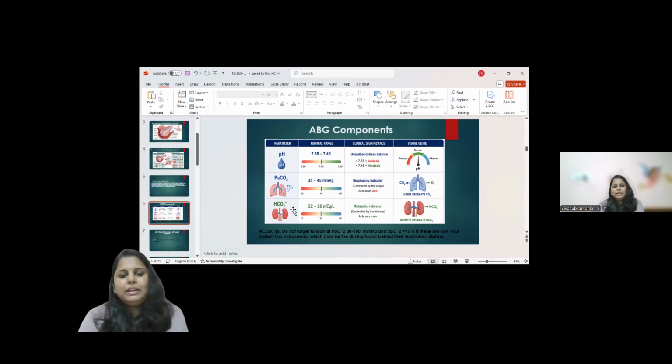Then bicarbonate ranges from 22 to 26 milliequivalents per liter. It is an indicator of the metabolic system. It's controlled by the kidney. It acts as a base.